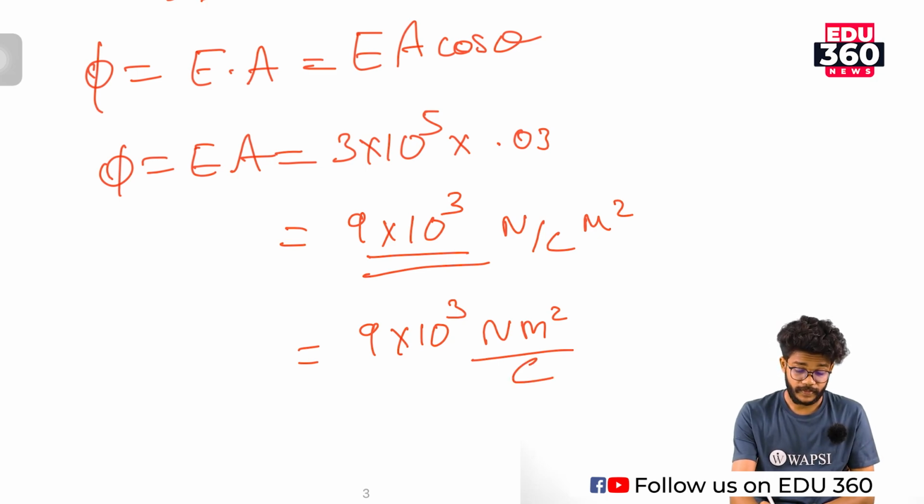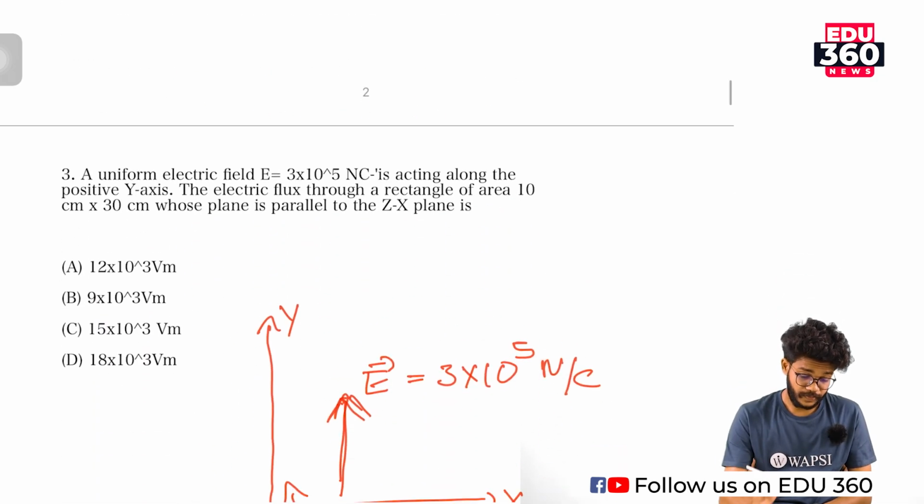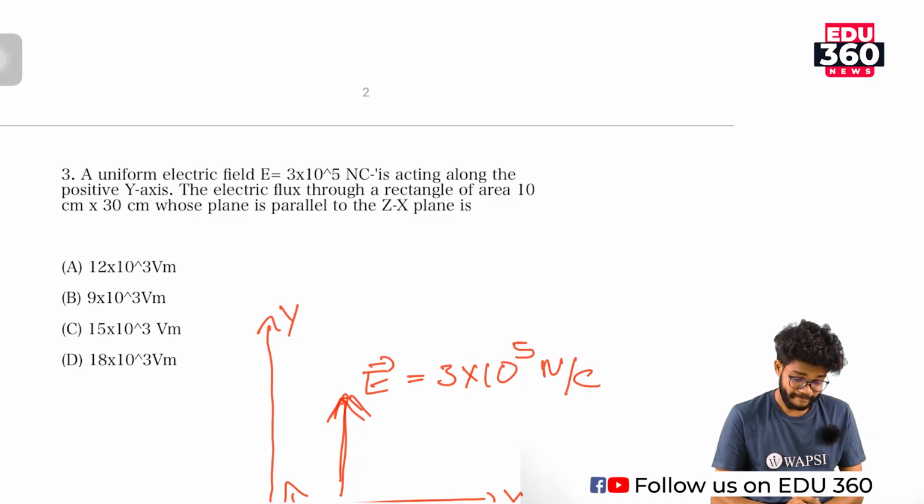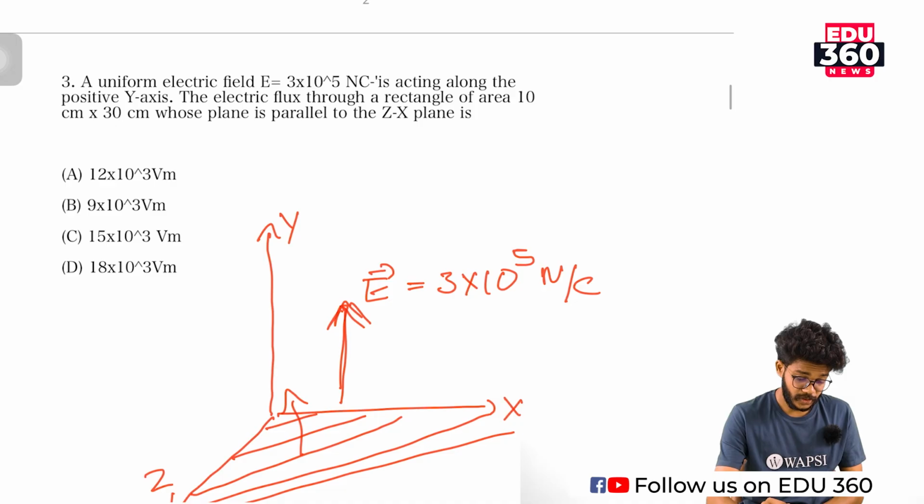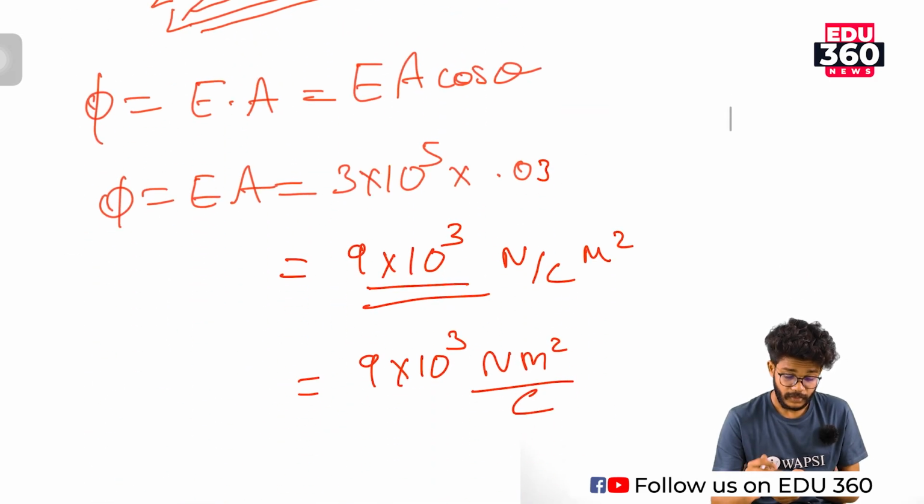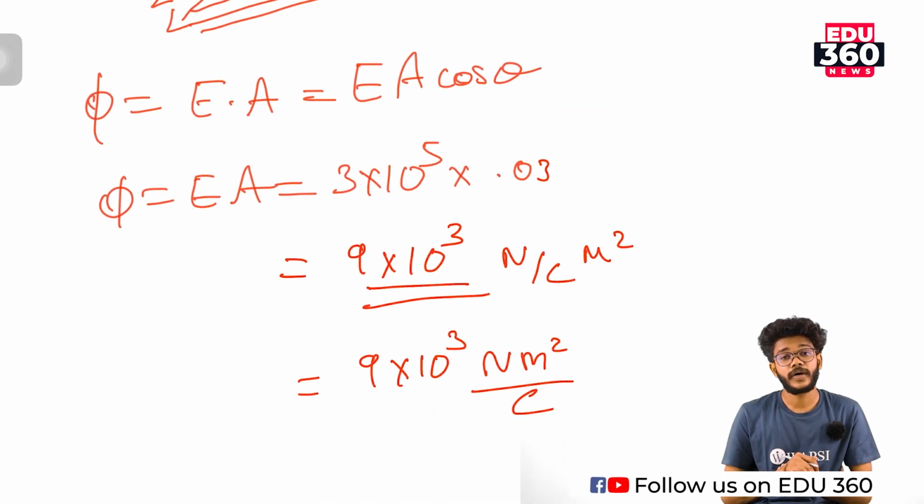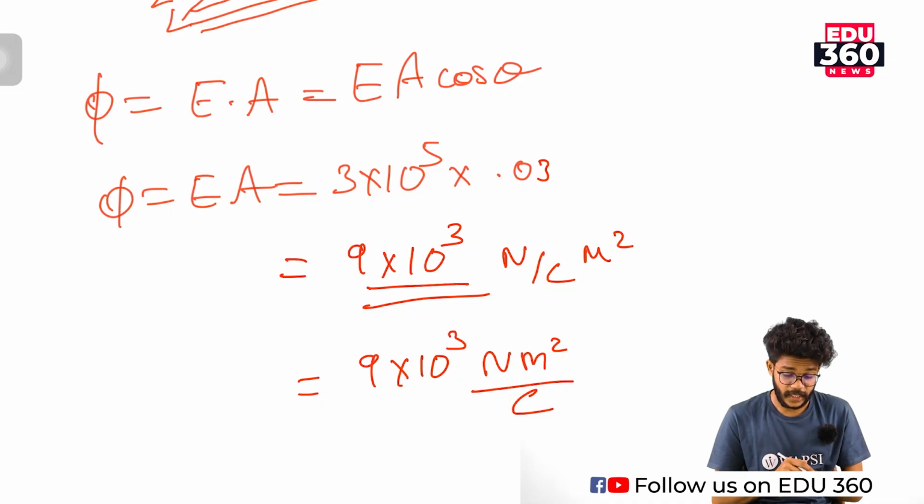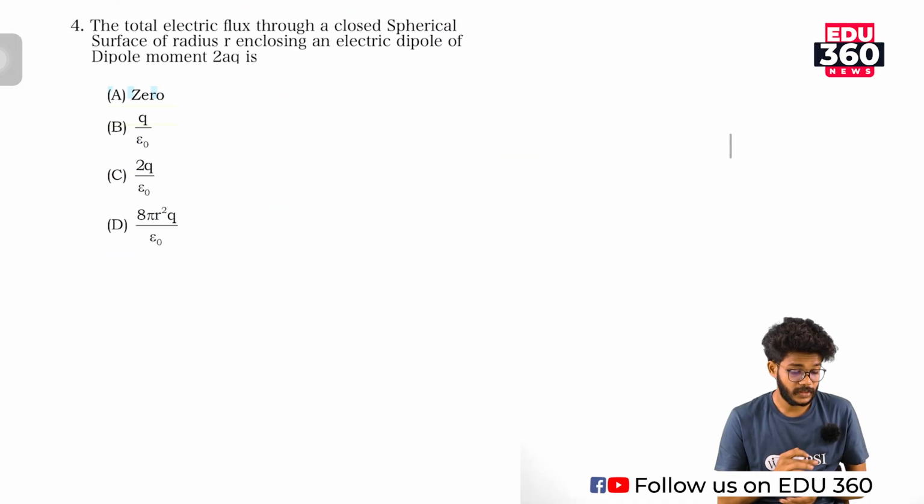per Coulomb. Okay, so which equation? 9 into 10 raised to 3 volt meter, both have the same unit. Volt meter and Newton meter square per Coulomb are both the same. Okay, so we can move to the next question.